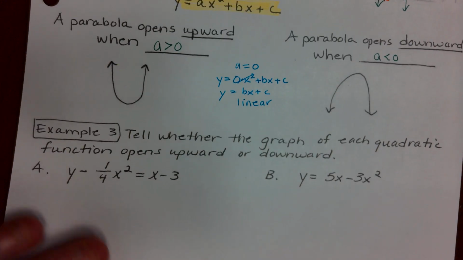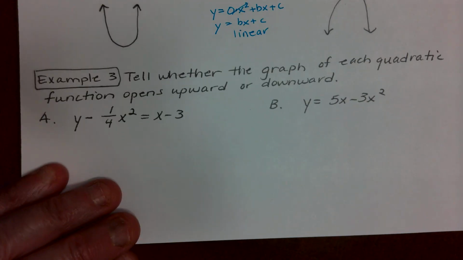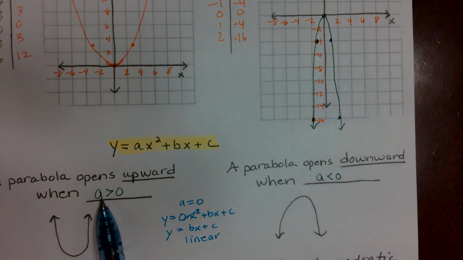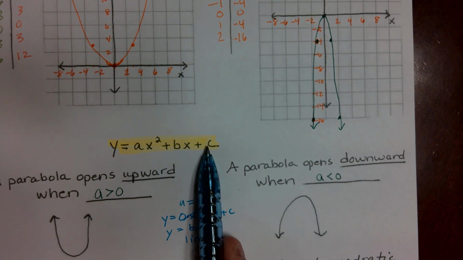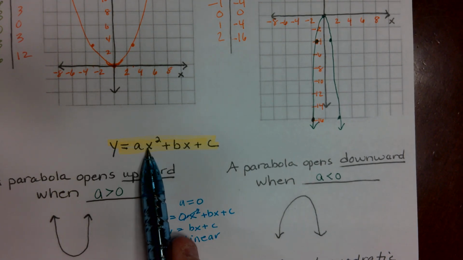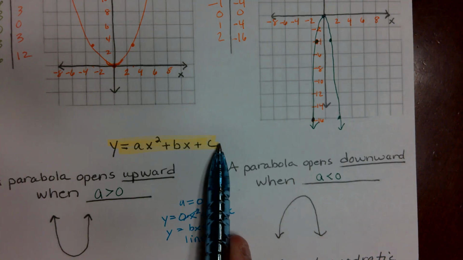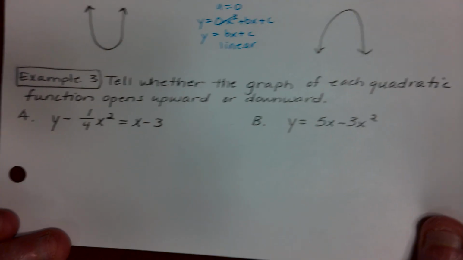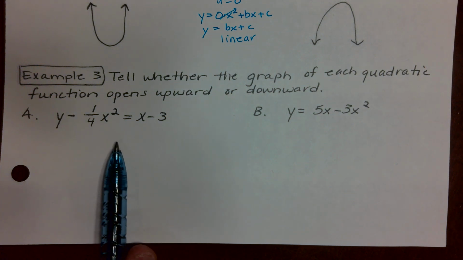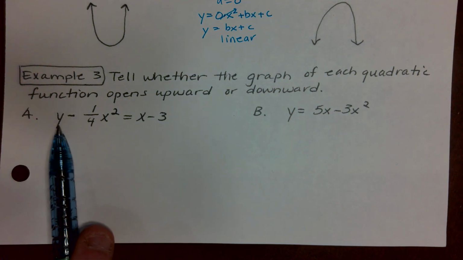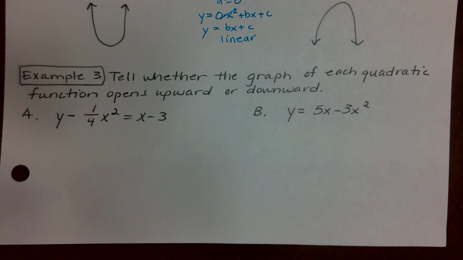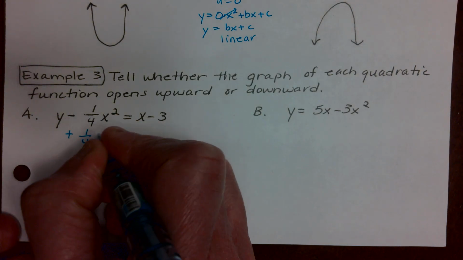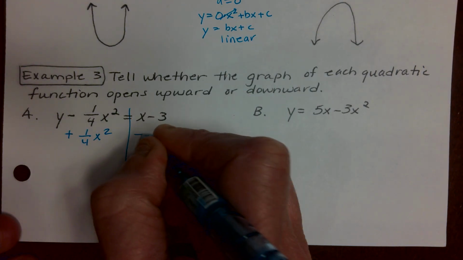All right, now looking at the bottom, I want you to practice that. Look at those two. And again, in order to determine this, you have to have it in this form. You have to have it in y equals ax squared plus bx plus c. You can't have them all mumbo jumbled up. So when we look down here at this, we can see it's mumbo jumbled up. We don't have the y alone. So we have to solve for the y. So what are you going to do? Yes. Add 1/4 x squared to both sides.